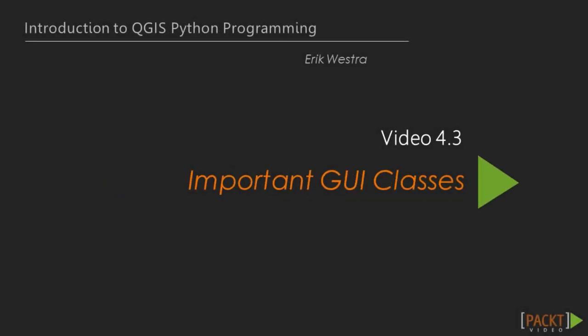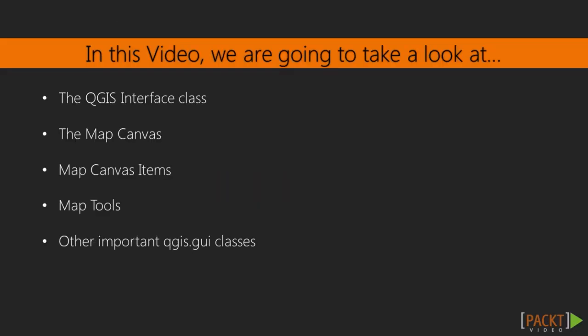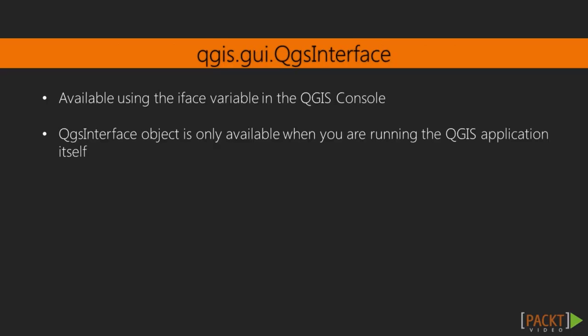Hello again. Welcome to the video Important GUI Classes. In the previous video, we looked in detail at the QGIS.core package. In this video, we're going to turn our attention to the QGIS.GUI package. We'll learn more about the QGIS interface class that we've accessed using the iface variable. We'll learn about the map canvas and how we can add items to it. We'll see how map tools work and look at some of the other classes in the QGIS.GUI package which you may find useful. Let's start by looking at the QGIS interface class.